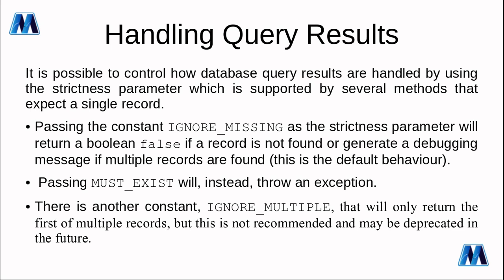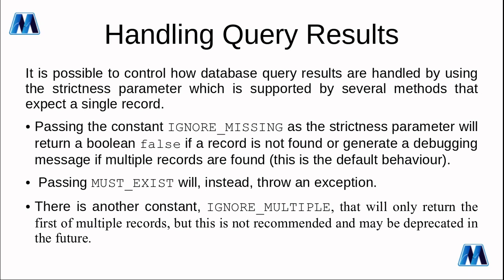Okay. So handling query results, where the method is expecting to return only a single record, you can actually control how you get the results. So the number of constants that have been defined. If you pass IGNORE_MISSING, which tends to be the default, as the strictness parameter to the actual method call, then you'll get a false if the record is not found, and it will generate a debugging message if you got debugging on if multiple records are found, and this is the default behavior, like I said.